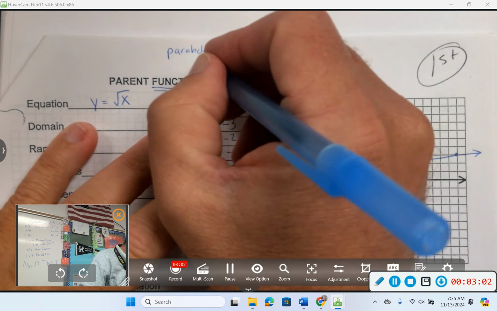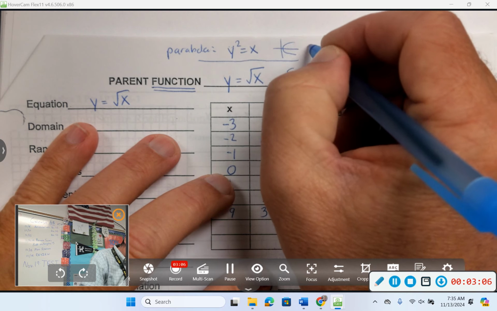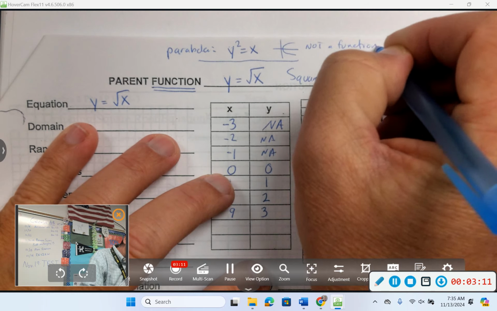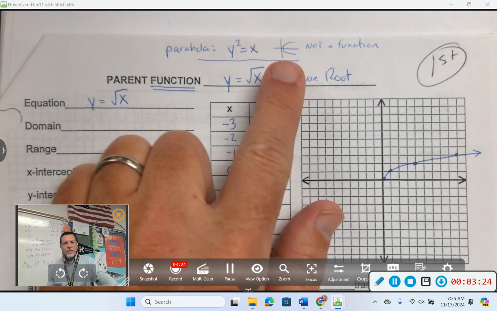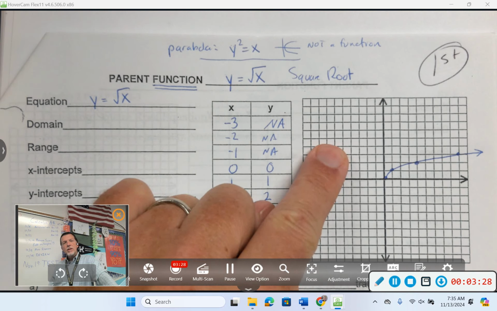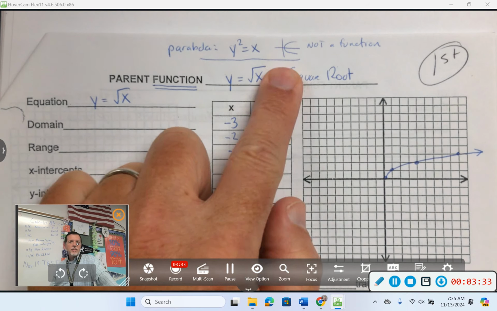Okay, and that's a little bit tricky because that parabola, y squared equals x, does have the other half, but it's not a function. The vertical line test. And if we want it to be a function, then we can't have the plus or minus. So we say, well, let's just throw out the minus, keep the plus. And so that's how the square root graph is related to the parabola graph. Similar, but the square root is a function, and a sideways parabola is not a function.